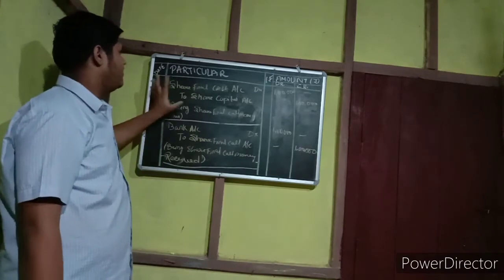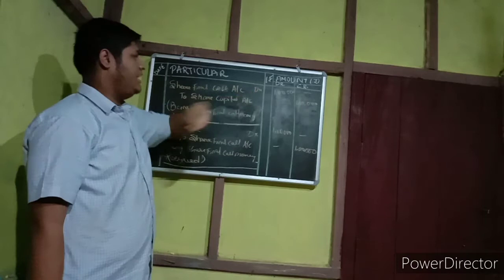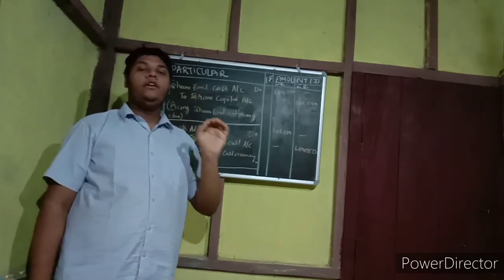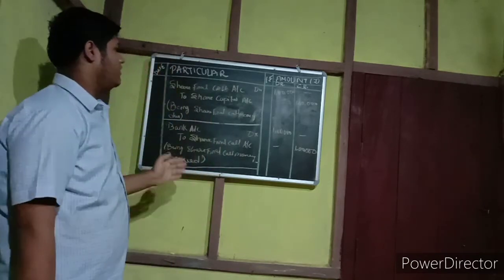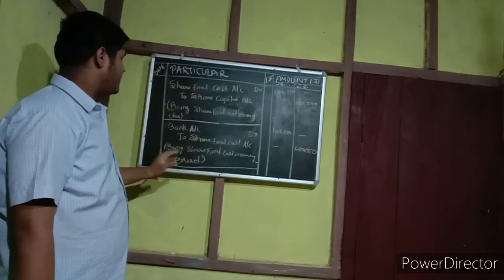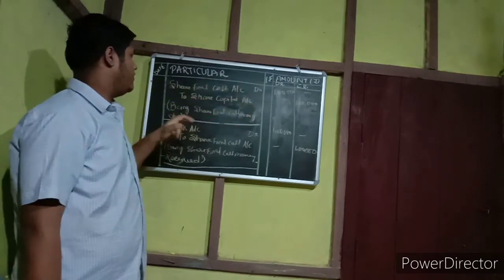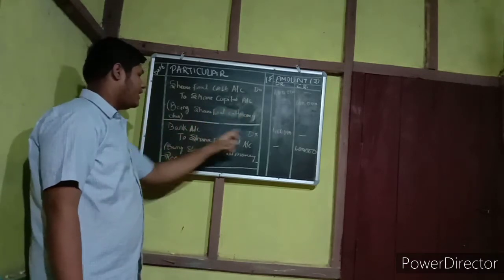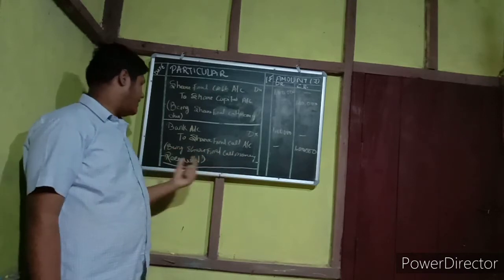So this is the last entry, for the final call section. Share final call account debit to share capital account. As I said, if you can do the allotment entry, the same you have to follow in first call and final call. See, first the due entry, then the receive entry. Share final call account debit to share capital account, being share final call money due. Same, bank account debit to share final call account, being share final call money received.